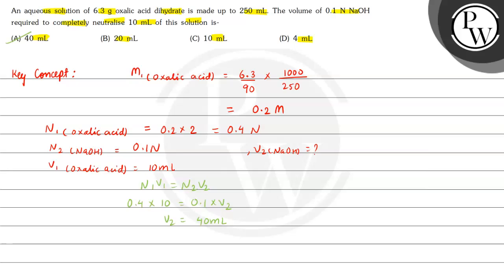That means 40 ml of 0.1 N NaOH solution will be required to completely neutralize 10 ml of oxalic acid solution. This is the final answer.